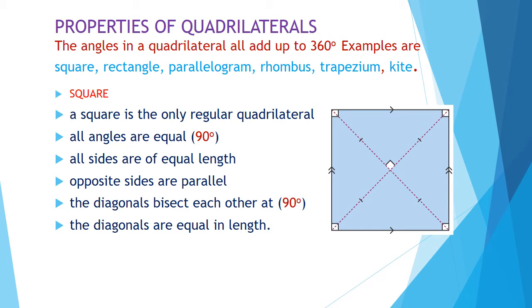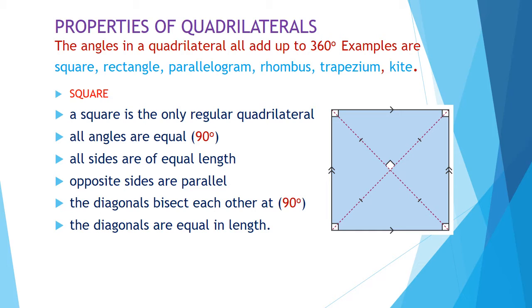Now a square is the only regular quadrilateral. Regular in the sense that all the sides are equal and all the angles are also equal. So that's the meaning of it being a regular quadrilateral. An irregular quadrilateral wouldn't have all the sides equal, and it also wouldn't have all the angles equal. But the square is the only quadrilateral which has all the sides equal and all the angles equal. So we call that a regular quadrilateral.